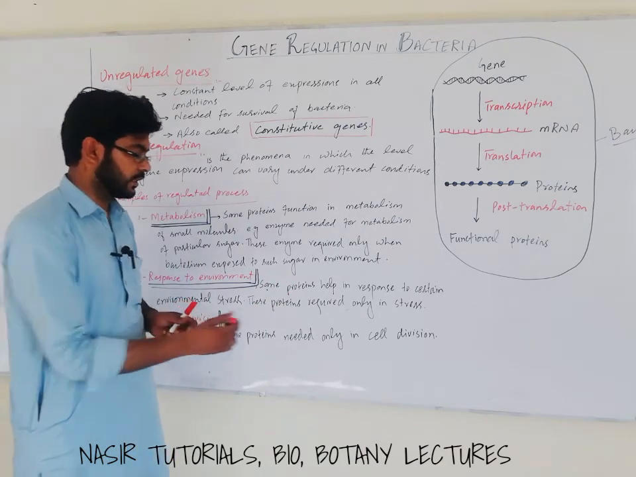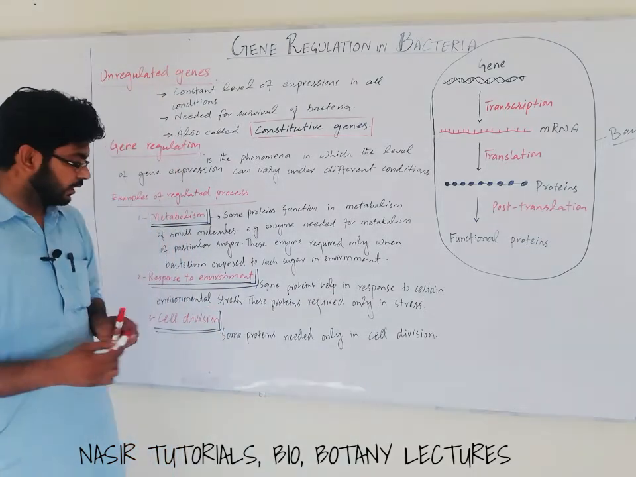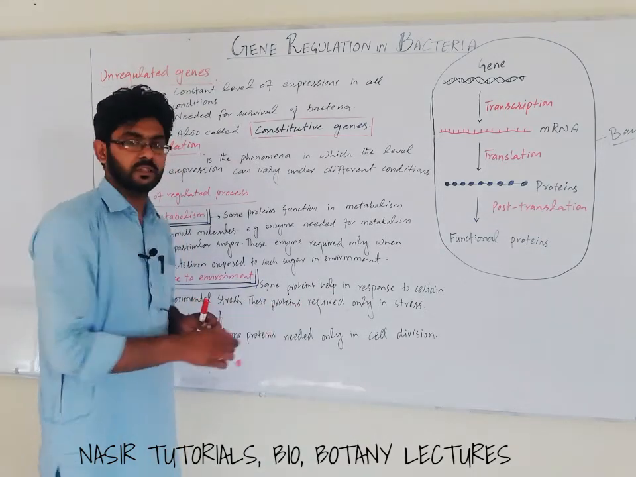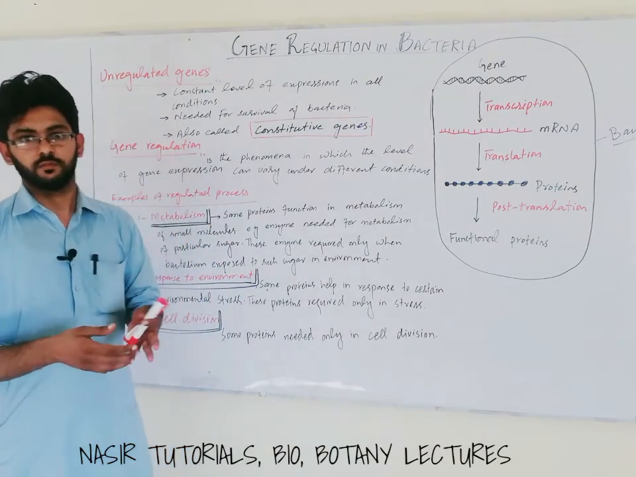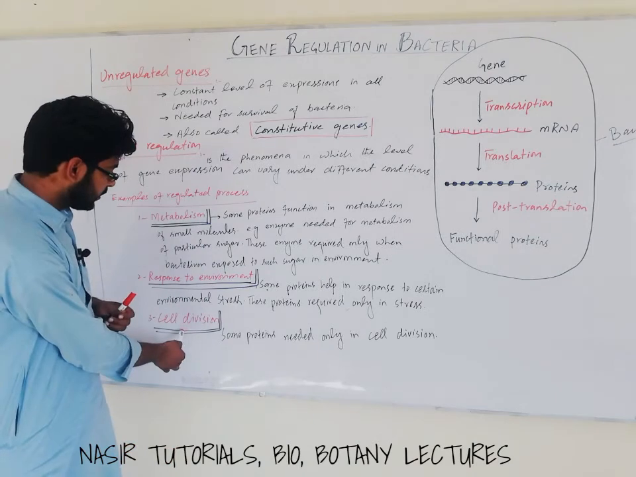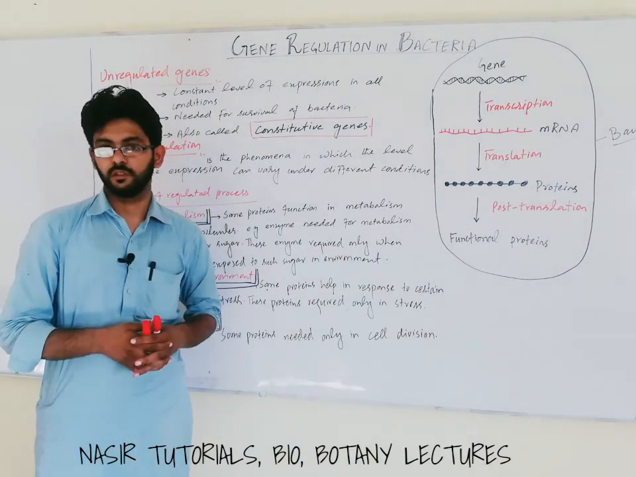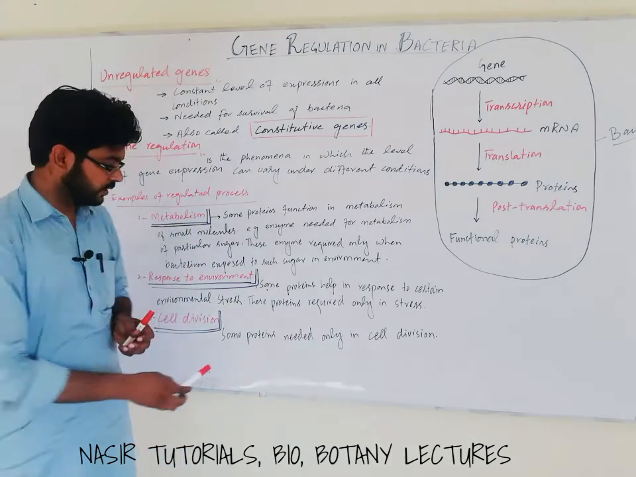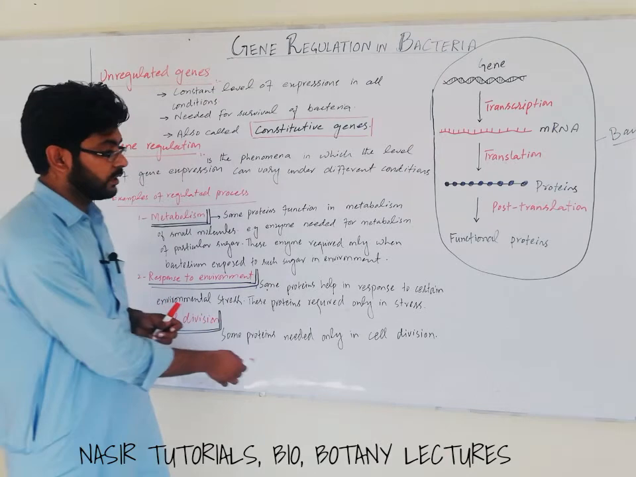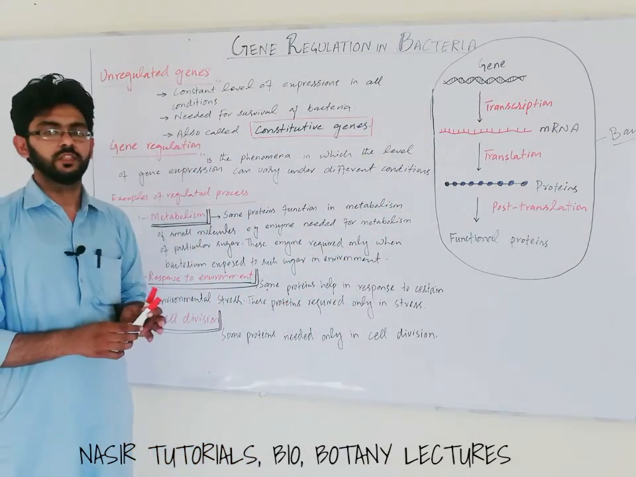Second condition, response to environment. Some proteins help in response to certain environmental stress, and these proteins are required only in the stress condition and not required in the rest condition. Third, cell division. Some proteins are needed only during cell division and are not needed in the rest phase. So when they are needed, they are produced by this process. So this is called gene regulation.